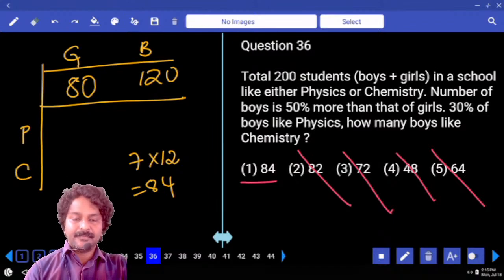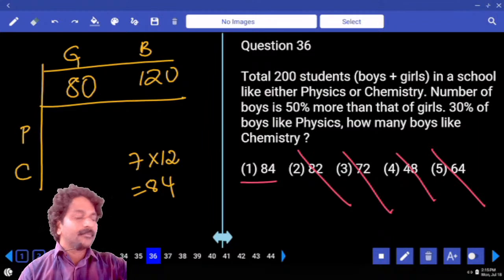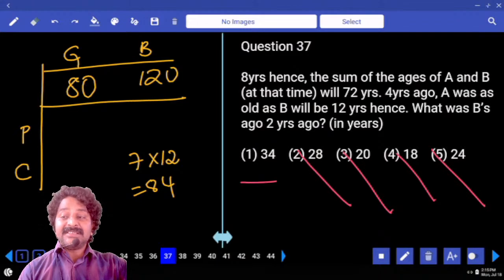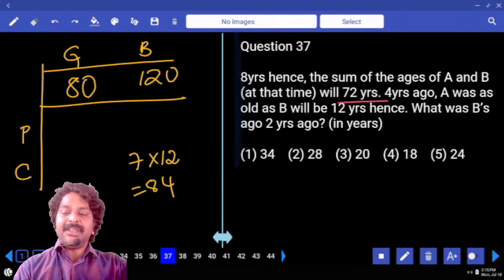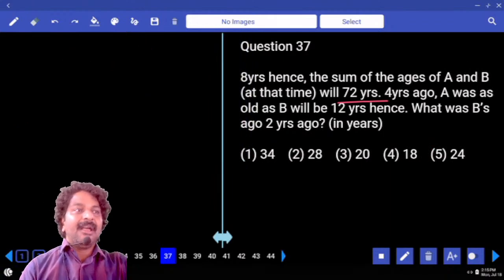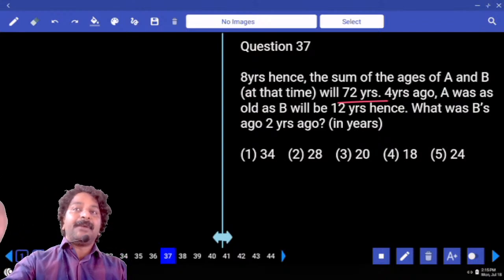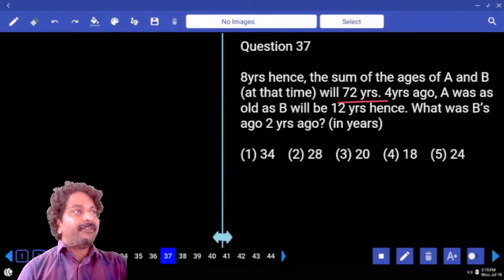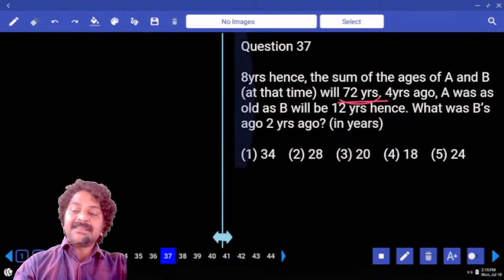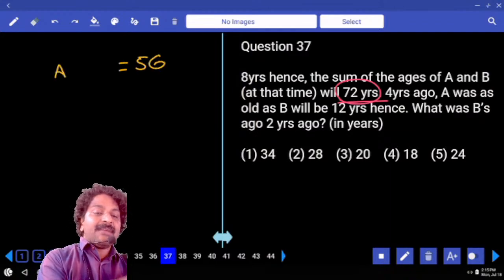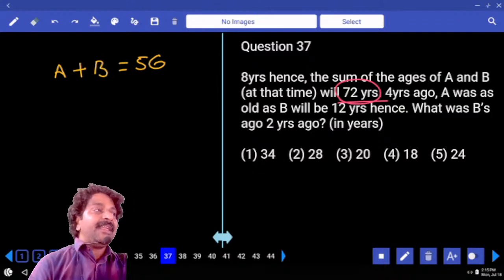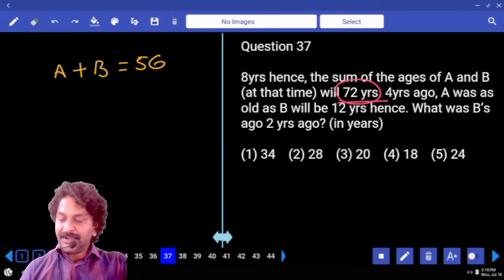Follow? This nonsense is also not required. 8 years hence, the sum of ages of A and B at that time will be 72. After 8 years, right? How many members are there? Then to get present age for every person, we have to subtract 8 years for both together. When you subtract 16 from this number, you will get 56, which is equal to the sum of present ages of A and B. Clear? Next, continue.